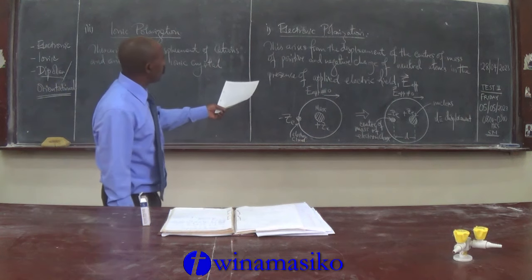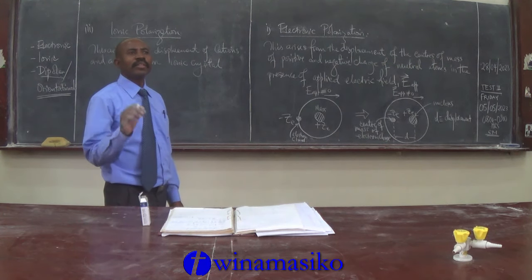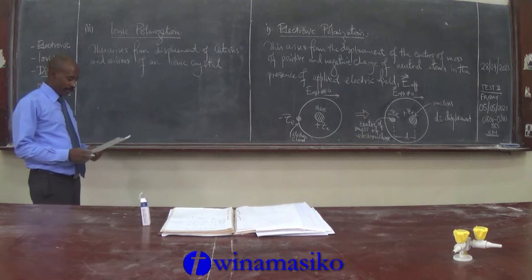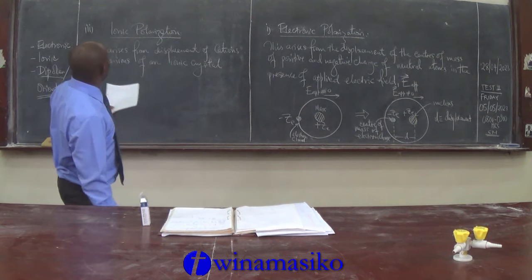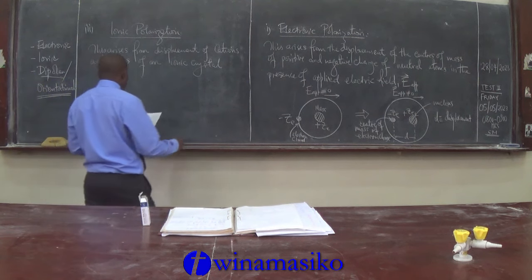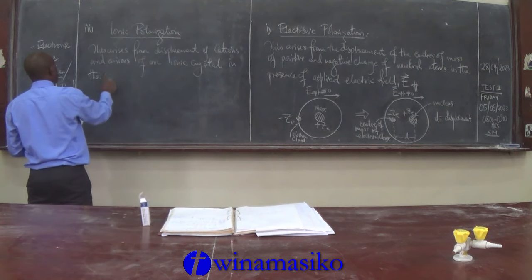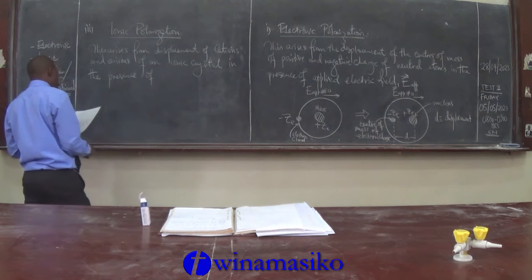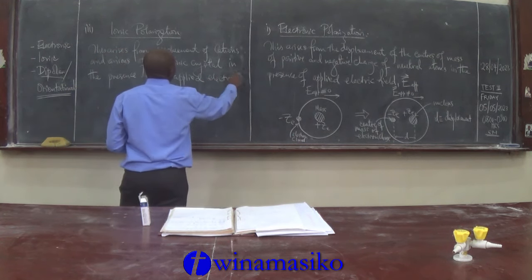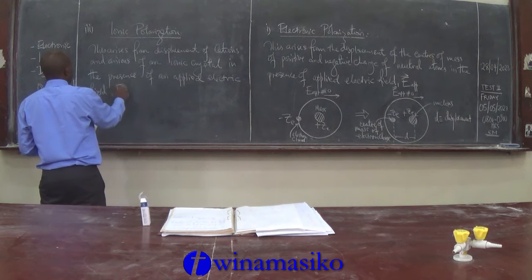I normally don't care about checking whether I've written the right stuff because everything is on the board. As long as I explain, the accuracy can be determined by the way the maths are there. I'm sure the maths are well written and expanded. So this arises from displacement of cations and anions of an ionic crystal, and this happens due to the presence of an applied electric field, of course, which has electric field energy applied.